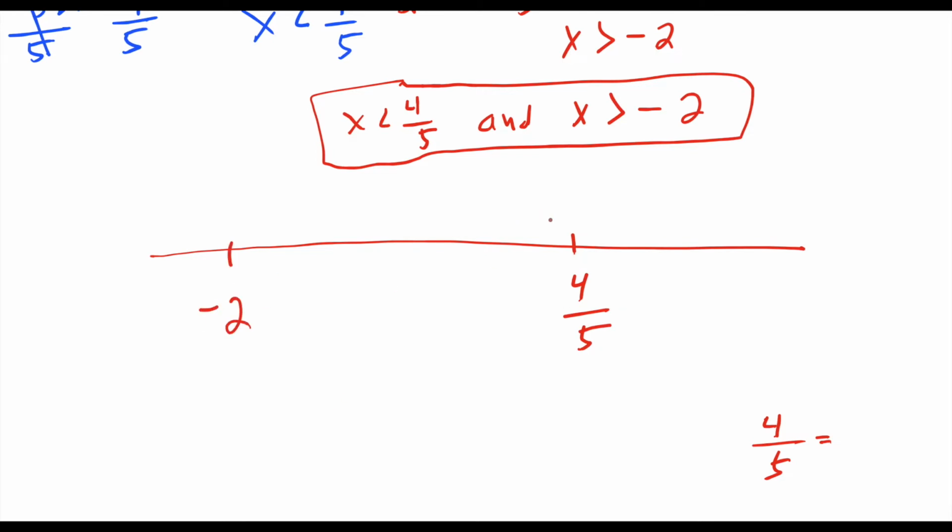So we're less than 4/5, and we're greater than negative 2. So you see how they're going towards each other? That's an and situation. Do you remember those? So x can be any of those numbers except the numbers themselves, because it's not a solid circle.